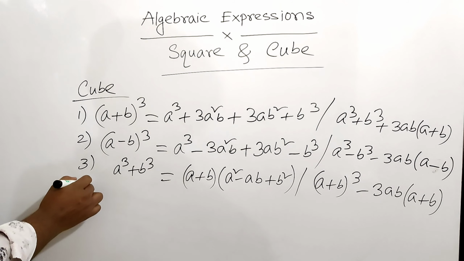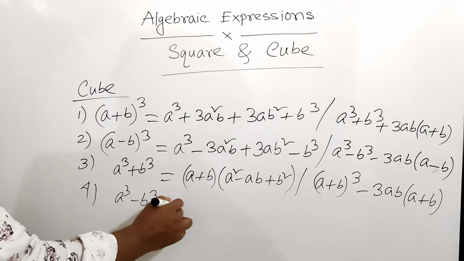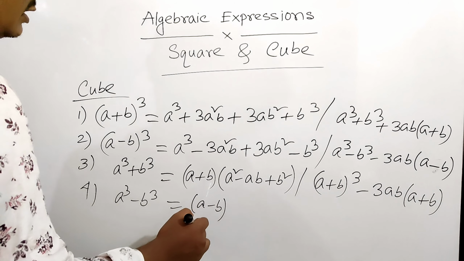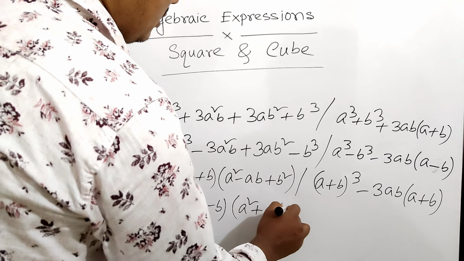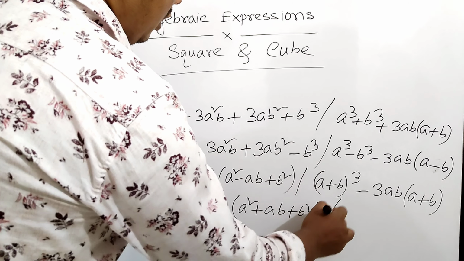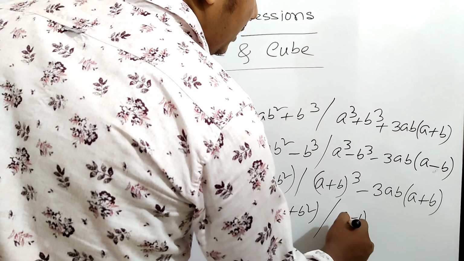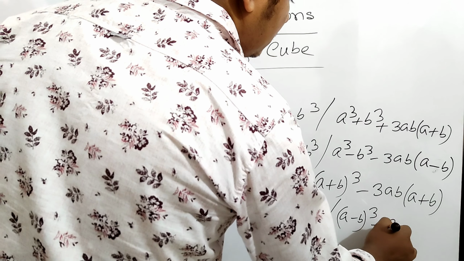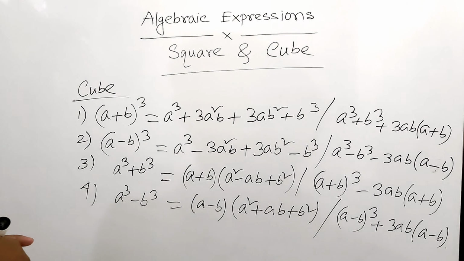Okay, so now number 4, if it is a cube negative b cube, then the formula will be (a minus b) into (a square plus ab plus b square). Actually the sign will be changed. And the alternate formula will be (a minus b) whole cube plus 3ab into (a minus b). So these 4 are the most important formulas for finding the value and also doing the factorization if it is given as a cube term.